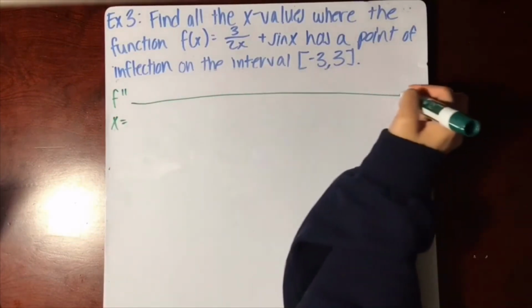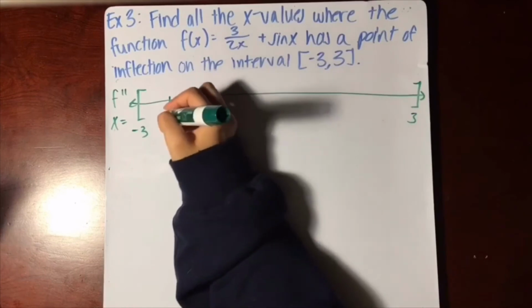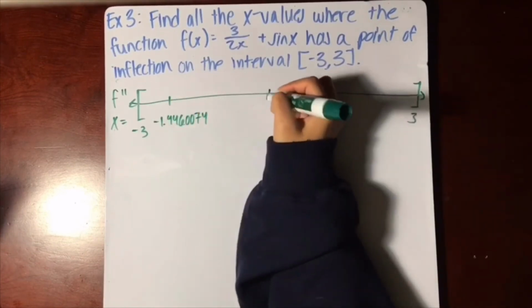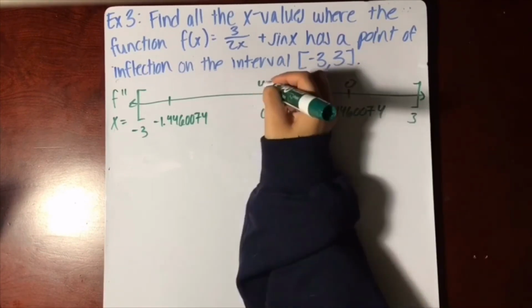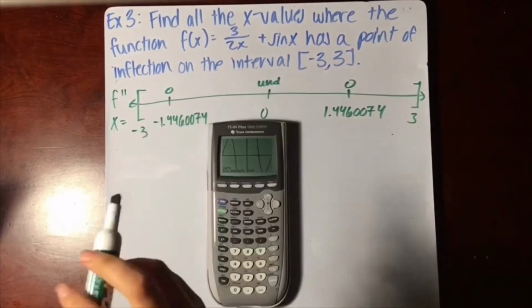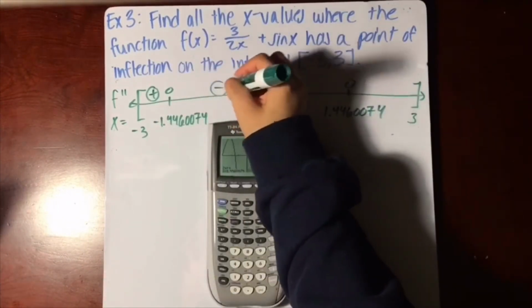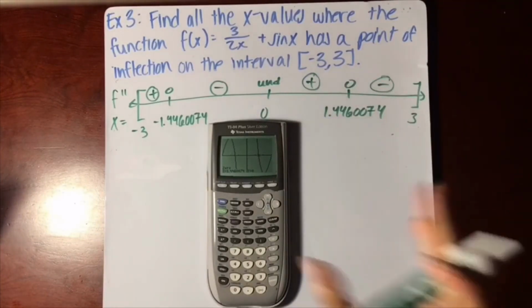Next, make a number line to show when f double prime of x is positive and negative, so you can clearly see when f double prime of x changes signs. By looking at our graph, we can see f double prime of x is positive from negative 3 to negative 1.44660074 because f double prime of x is above the x-axis. Then it changes to negative, back to positive, and then back to negative.